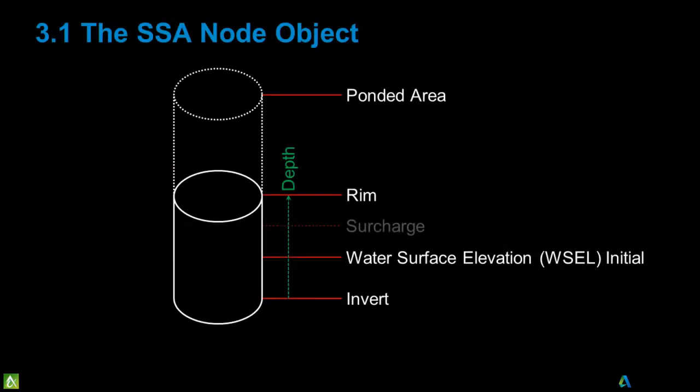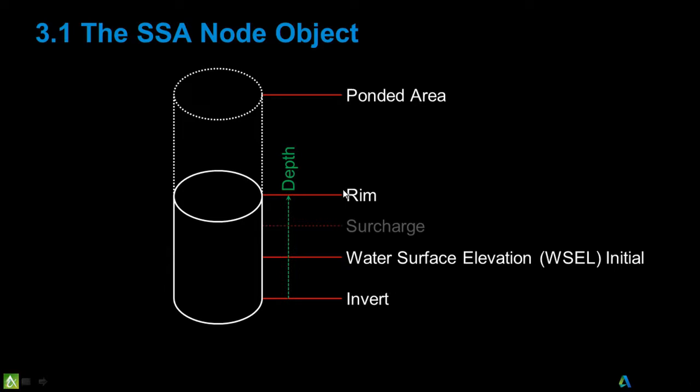If you want to understand open channels in SSA, you really need to understand the SSA node object. That is the key to it. A really good way to think about the nodes in SSA is just imagine these idealized cylinders, and they have 4 levels. The invert, at the bottom, the initial water surface elevation, which is very unhelpfully labeled WSEL in your dialogues in SSA. Something called the surcharge, and then the rim is at the top.